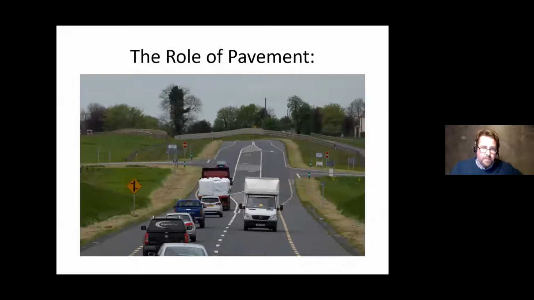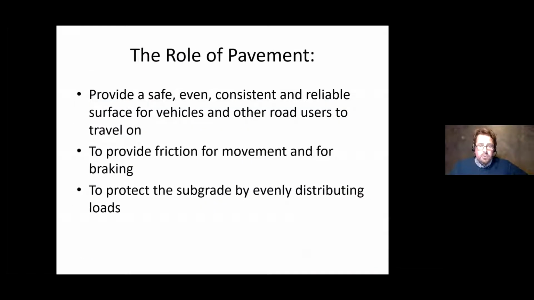Anyway, the role of pavement, we're all familiar with it, we all use it daily, and how do we consider our own usage of it? What it does for us, it provides a safe, even and consistent, reliable surface for vehicles and other road users to travel on. It provides us with friction for movement, but also for braking. And we have to be conscious as well that while it's protecting us from the environment around us, we're also protecting the subgrade, and the environment is being protected by the pavement from the loading from vehicles. So it needs to be a consistent load-bearing structure.